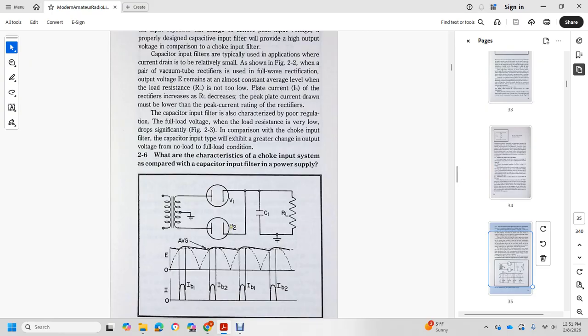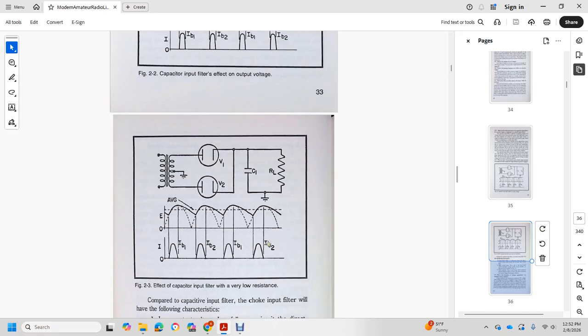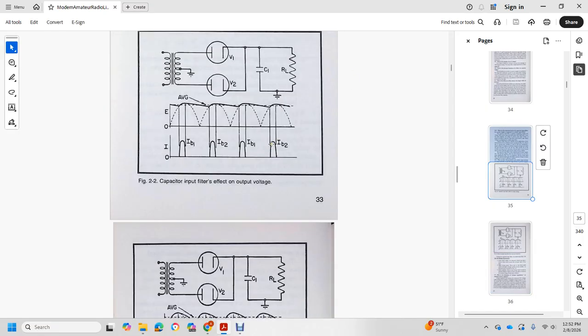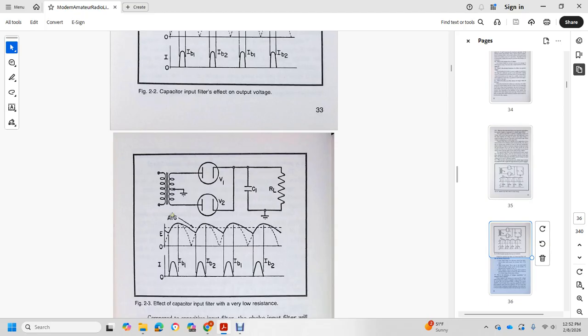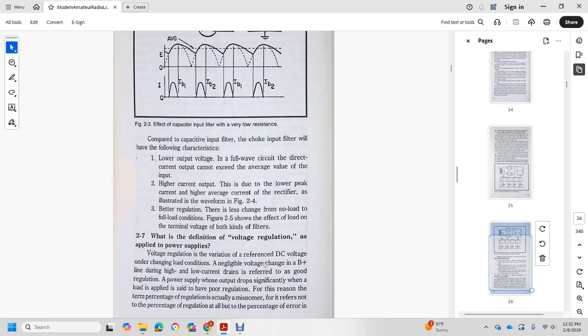Shows voltage 1, voltage 2, inductance coil, resistor, inductance, and capacitor, and earth ground. Same thing as a capacitor input filter: the effective output voltage is the average, with the capacitor input having very low resistance. Compared to the capacitor input filter, the choke input filter will have the following characteristics: low output voltage, full wave circuit with a direct input current.